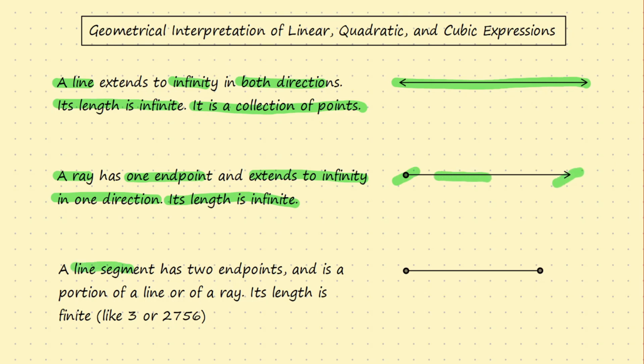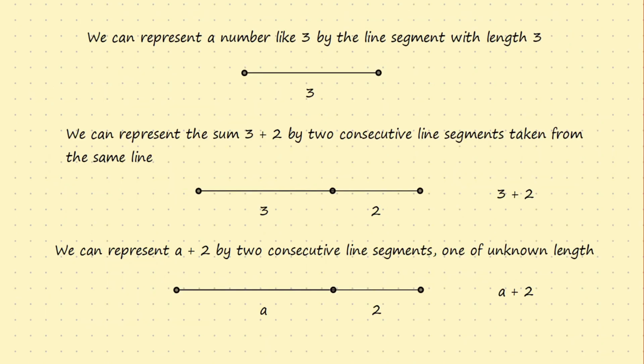A line segment has two endpoints and is a portion of a line or of a ray. Its length is finite, perhaps like 3 or 2756, and we draw it like this. We have an endpoint, and a line between. We can represent a number like 3 by the line segment with length 3, like so.